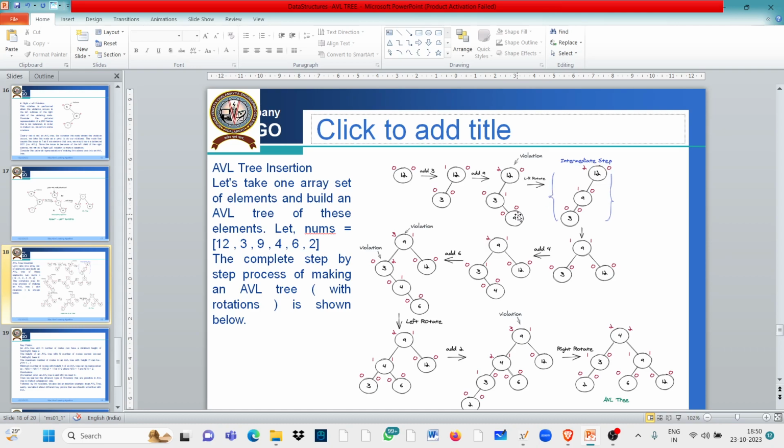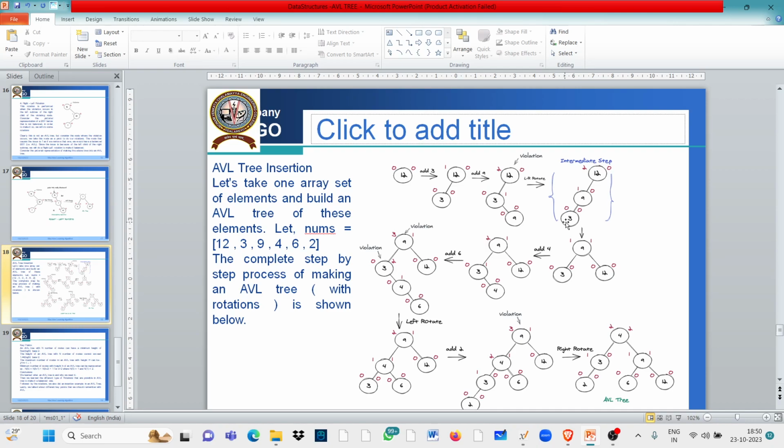Now what is the next thing I have to do? I have to check the balance factor. In the balance factor it is 0 0 0, it is 0 minus 1 minus 1, 2 minus 0, it is 2. So it is a violation. If it is a violation, then what type of case do you check here? It is LR. LR means you first have to go for the left rotation. In the left rotation, 9 will come up and 3 will come down. So it will become like this.